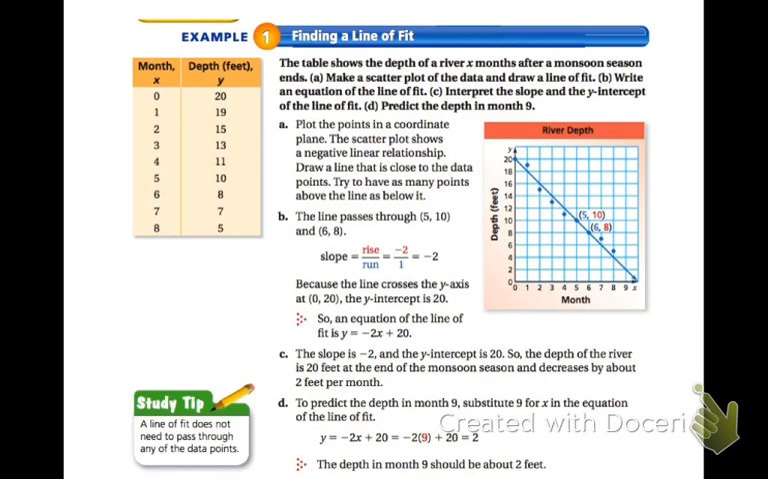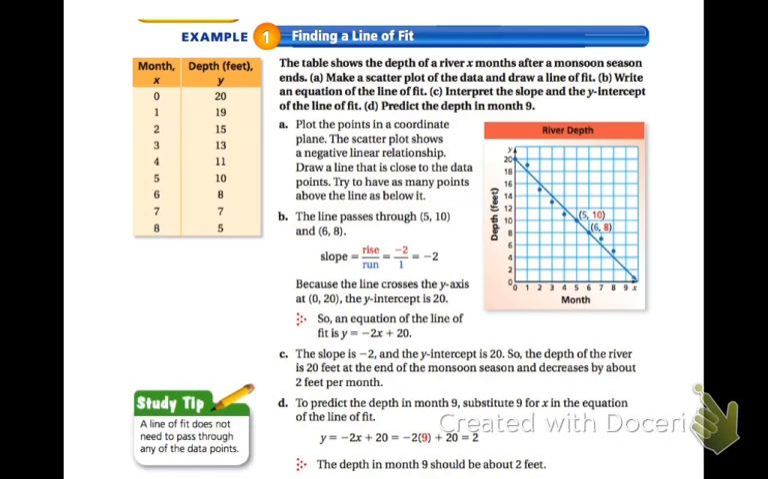So again, just use a graph table, draw it. Usually quadrant 1 is all you need. Plot the points, okay? The scatter plot does show a negative linear relationship, so we're going to draw a line that is close to the data points. Try to have as many points above the line as below the line.